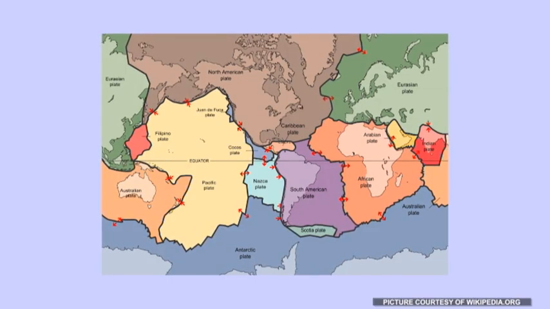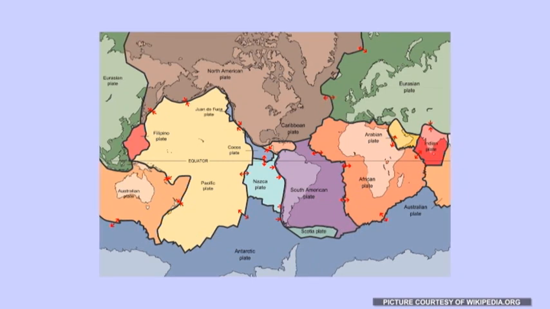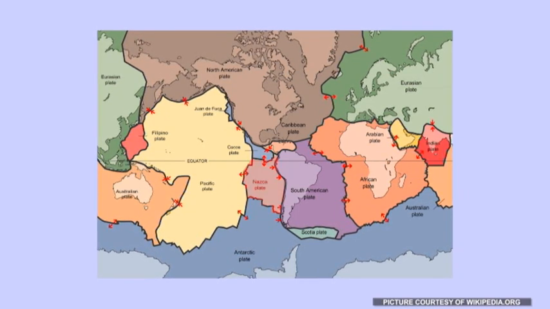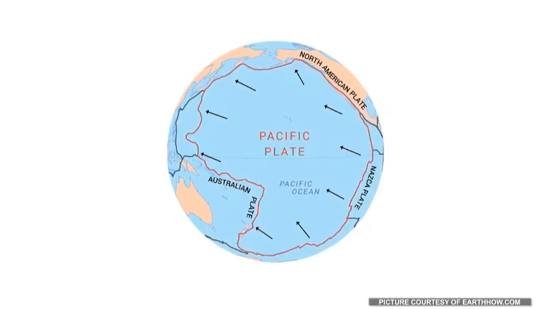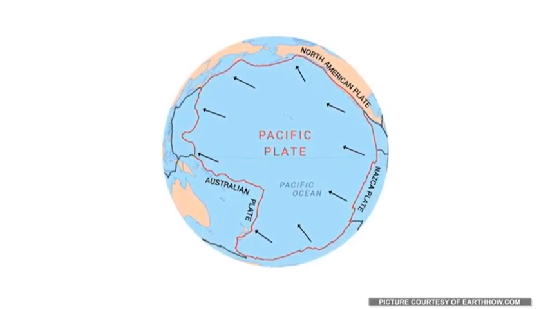Minor plates are smaller than major plates but still factor into plate tectonics theory. These include the Nazca, the Cocos, and the Philippine plates. Most plates are combinations of both oceanic and continental plates. However, the Pacific plate, the largest of them all, is almost entirely oceanic.